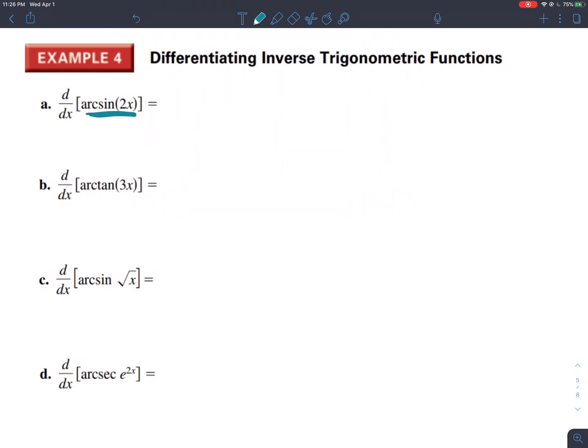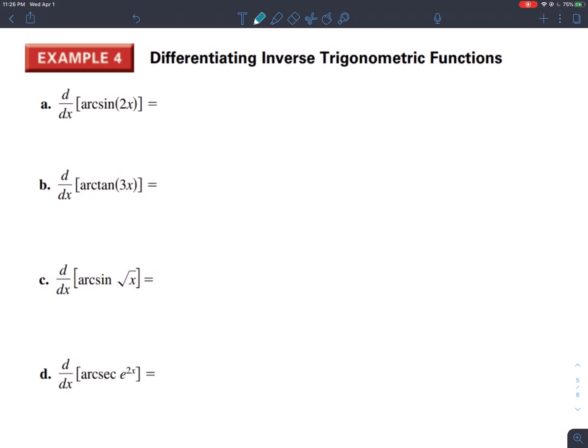Derivative of inverse sine. It might be a good idea, by the way, since you've got these properties now written down, to take a moment, pause the video, and try these on your own. Try to evaluate each of these on your own, and then go back and watch the video and see if you got it right. All right, I'm going to move on.